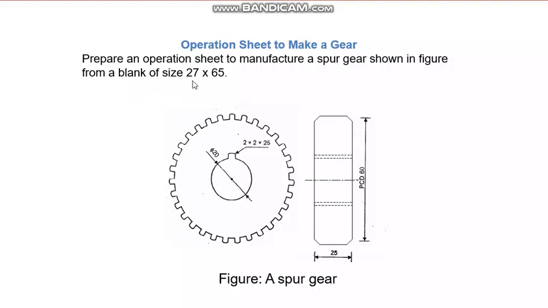The blank size is 27 by 65. Actually 65 is the diameter, and finally you have to turn it down to 60, because your gear is only 60. That means 5 mm will be reduced, and the width is 27. Instead of 27, you should machine it and bring it to 25. So this is what you have to do.